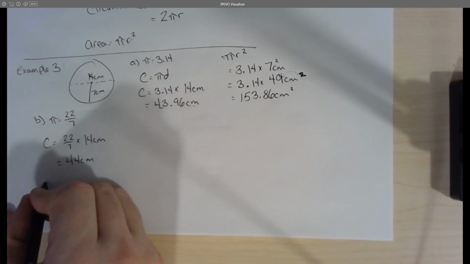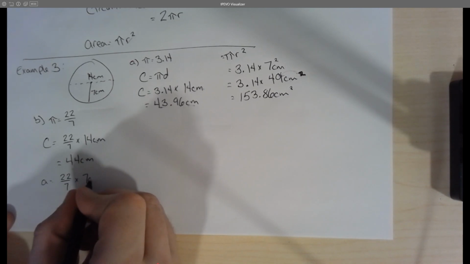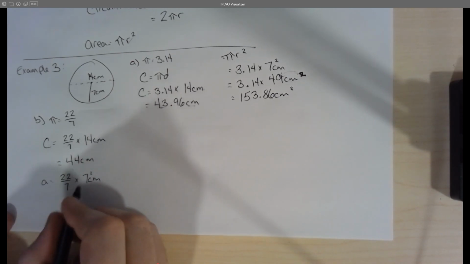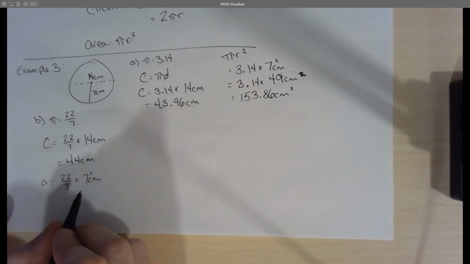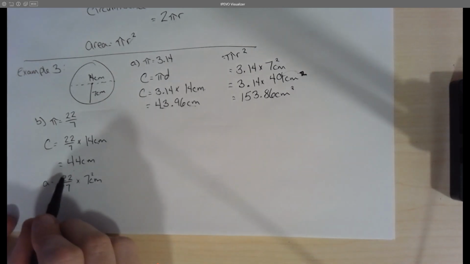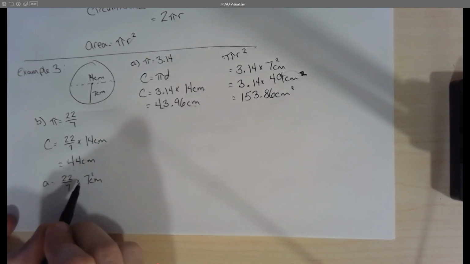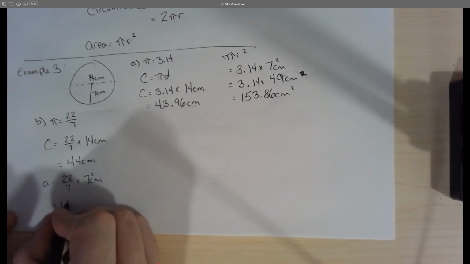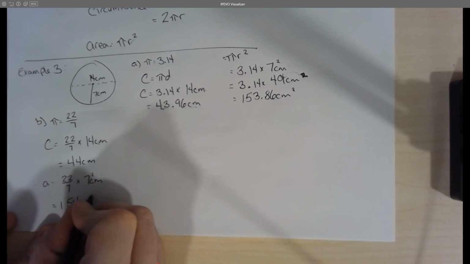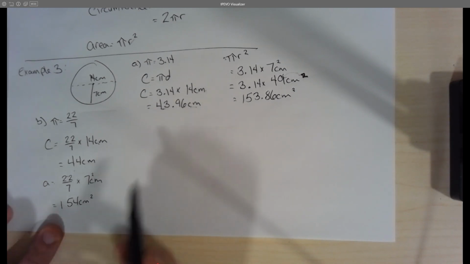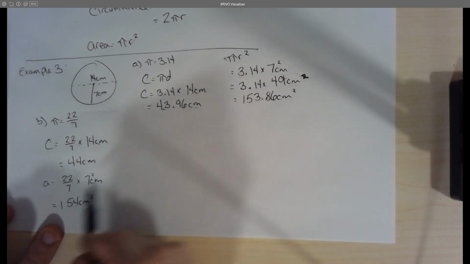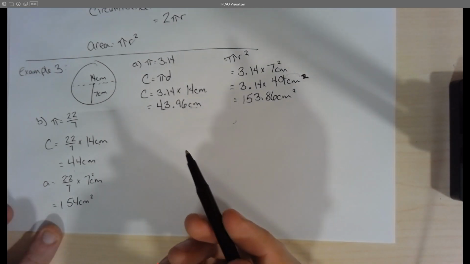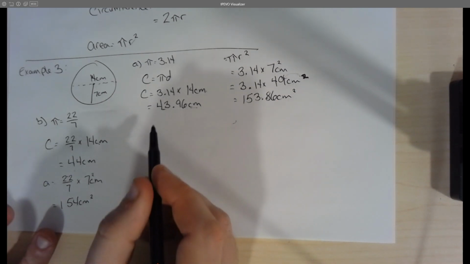For the area equals 22 over 7 pi times radius, 7 squared centimeters. So we already know 7 squared centimeters is 49 centimeters squared, times this, so 22 times 49, then divide that by 7, is going to give us an area of 154 centimeters squared. So once again, very close, but not exact answers, depending on what method we use.